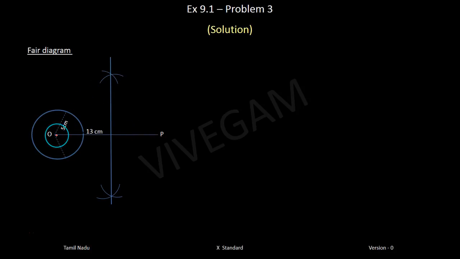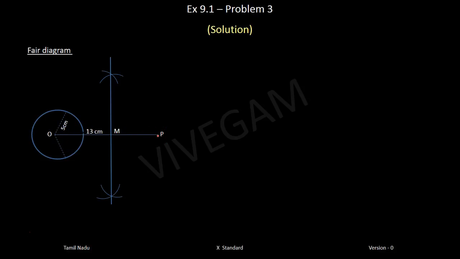Let me repeat. With O as a center and a radius greater than half of OP, that is, greater than 6.5 centimeters, since half of 13 is 6.5 centimeters, let's take 8 centimeters. You draw these two arcs. With P as a center and the same radius of 8 centimeters, cut these two. These two arcs intersect each other at 2 points. Join these two intersecting points, and that is the perpendicular bisector of OP.